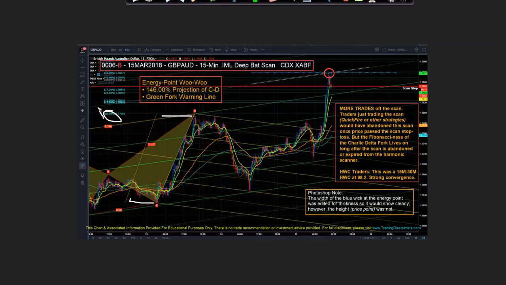%, goes up. 127, 141. That's the 146 Fibo. That's the blue line, 146% of the CD move. The warning line is diagonal to the fork. All right, keep going.